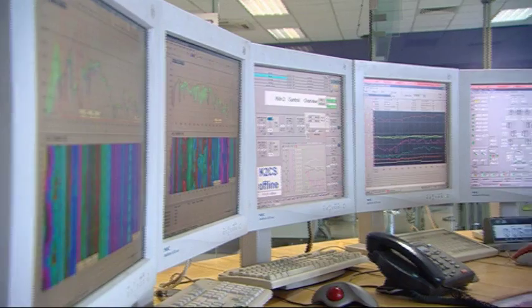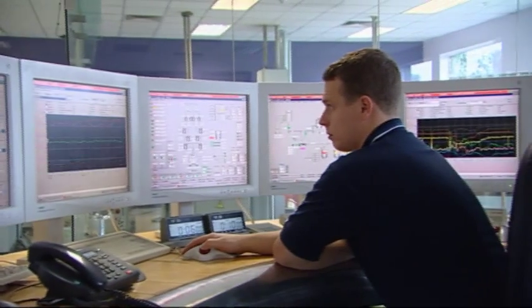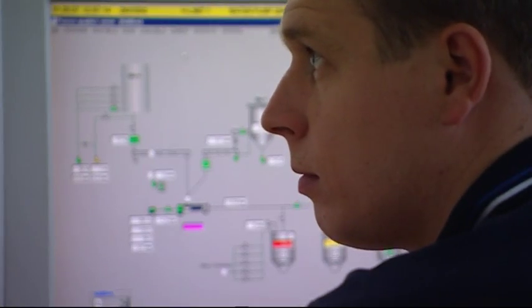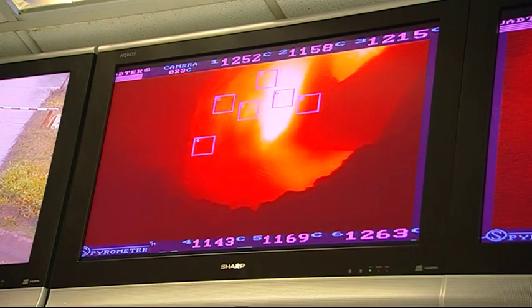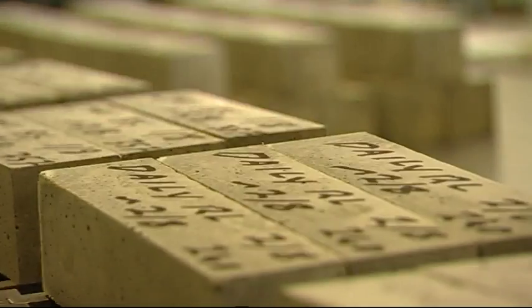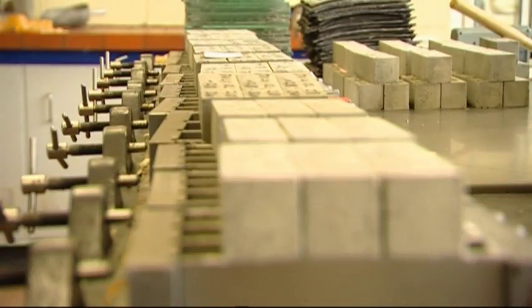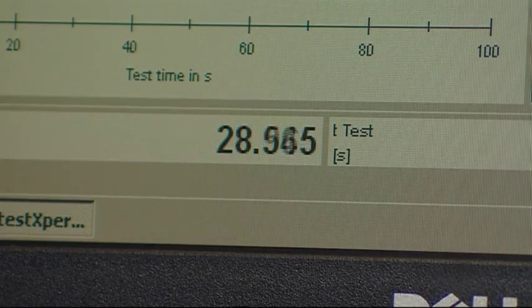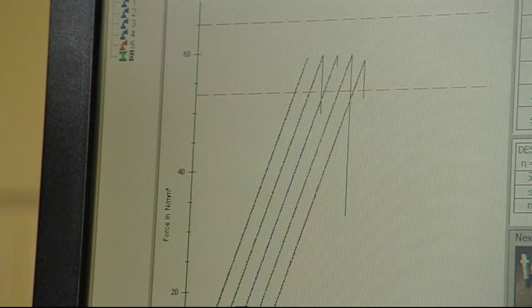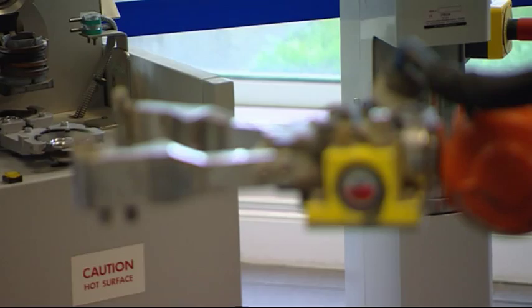The control room is located in the centre of the works. Here, hourly checks of composition are carried out on all stages of the cement manufacturing process. This ensures that the cements produced are of the highest quality and meet the standards set by Irish Cement and those expected by customers.